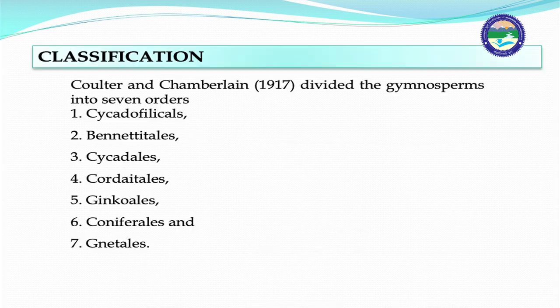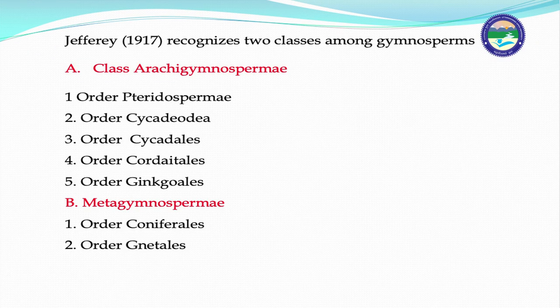They gave their classification in the year 1917 and divided the Gymnosperm directly into seven orders, which are Cycadofilicales, Bennettitales, Cycadales, Cordaitales, Ginkgoales, Coniferales and Gnetales. In the same year, Jeffrey recognized two classes among Gymnosperms, which are class Archegymnospermae, which includes all those Gymnosperms that resemble ferns in their general appearance and anatomy.